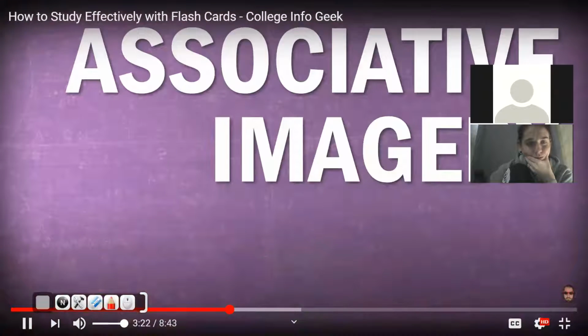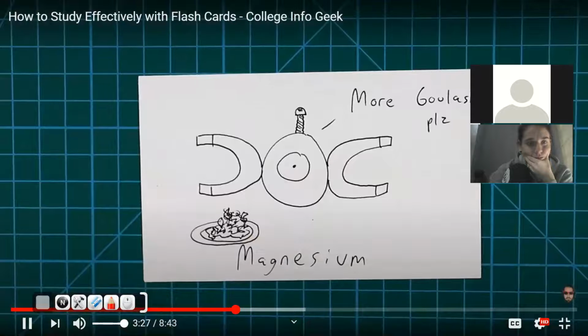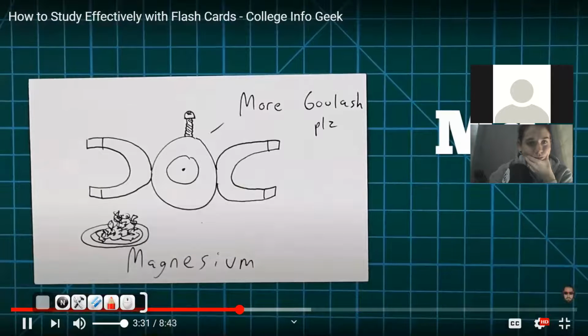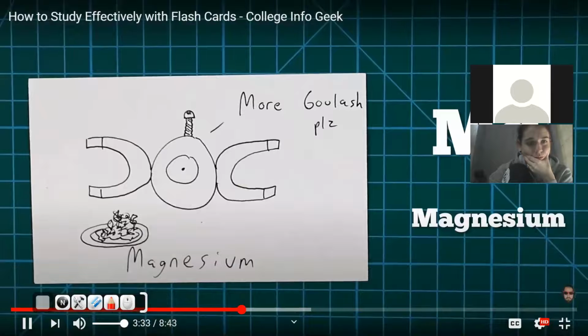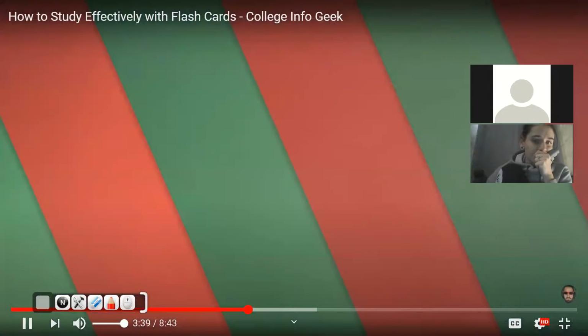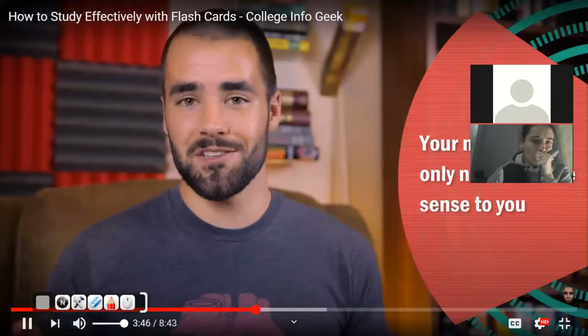For example, my flashcard for magnesium has a Magnemite asking for more goulash, which is a completely ridiculous picture, but it helps me remember the association between Mg and magnesium because Magnemite sounds like magnesium, and more goulash is a good way to remember Mg. Now, the more weird and crazy and wacky these pictures are, the more easily you're going to remember them. And remember, you're making your flashcards for yourself, so it doesn't matter what anyone else thinks of them or whether or not those associations would work for someone else.